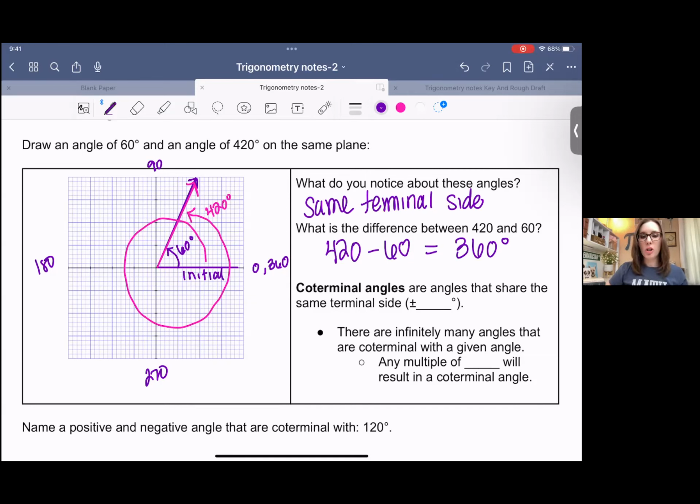So basically the definition of a coterminal angle, they are angles that share the same terminal side. So that means that we could plus or minus 360 degrees to figure out the larger angle or smaller angle with that same terminal side. Coterminal means same terminal. There are infinitely many angles that are coterminal with a given angle. So any multiple of 360 is going to result in a coterminal angle. So we could do 360 times 2, we could do 360 times 3, we could keep multiplying and continue getting more and more coterminal angles.